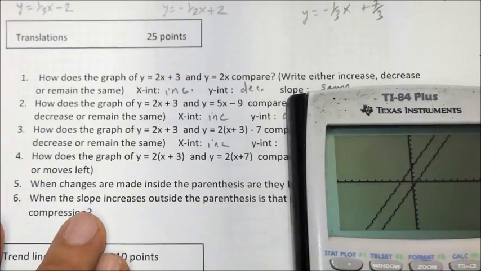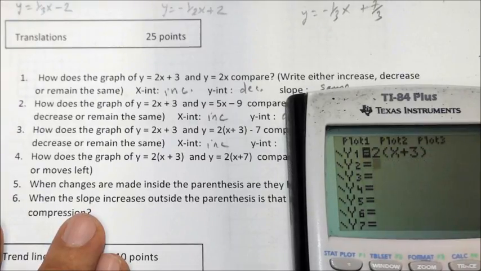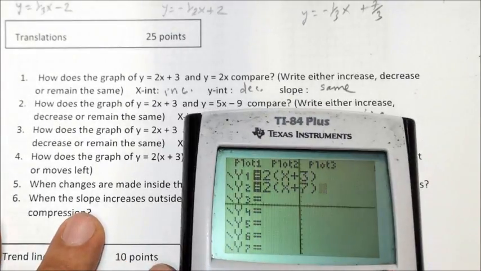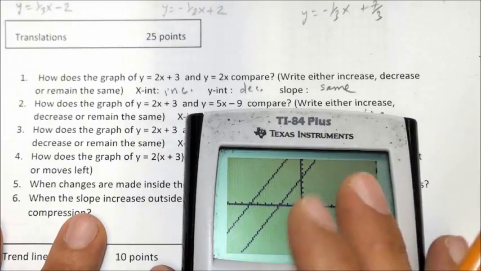Now we're going to try this one, but the question is a little different for this one. The question says, if we have 2 open parentheses x plus 3, and then it changes and becomes 2 open parentheses x plus 7, does it move to the right or to the left? All right, let's check it out. Here's the first one. Here's the second one. It moved to the left.